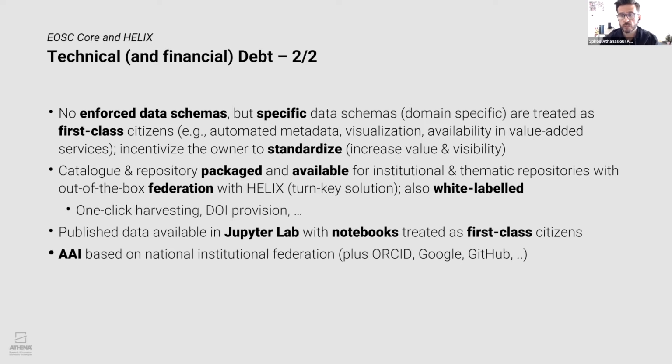So this means we also have a catalog where users can search for other notebooks, find, and reuse them. Finally, our own AAI solution is based on the National Institutional Federation, which makes sense, plus ORCID, Google, GitHub, and so on.